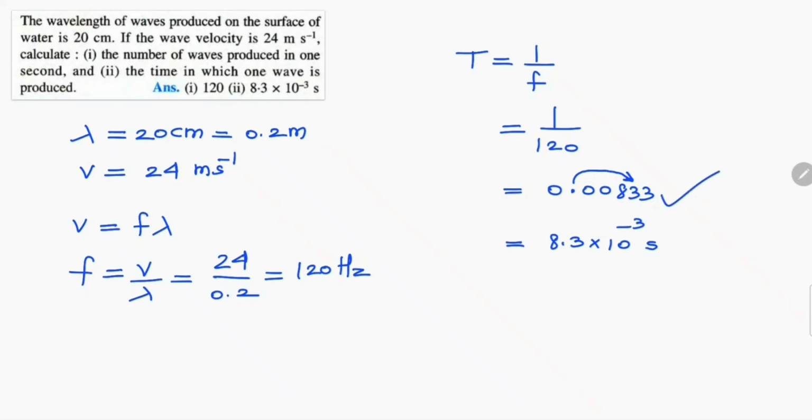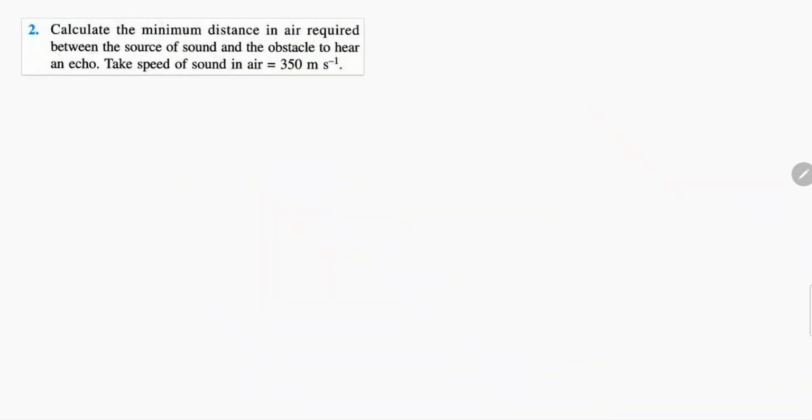have objectives. There will be 4 options given to you. So one of the options will be something like this. That is why you should know the conversion now. Second question, calculate the minimum distance. Speed is given to you, 350 meters per second.